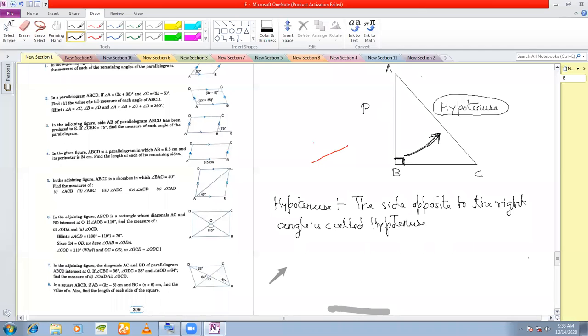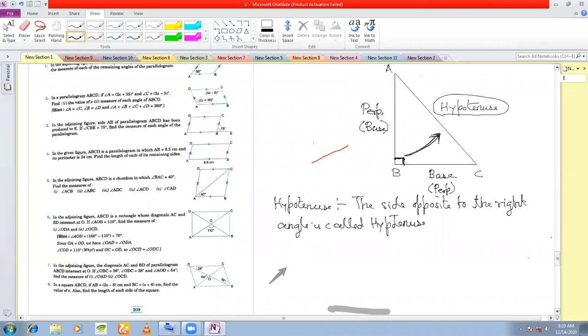This side we take as the perpendicular. This side we take as the base. Okay, or the other way around also. There is no restriction here. You can take this as your base also, no problem. You can take this as your perpendicular also, no problem. But hypotenuse, remember, will always be the side that is opposite to the 90-degree angle.